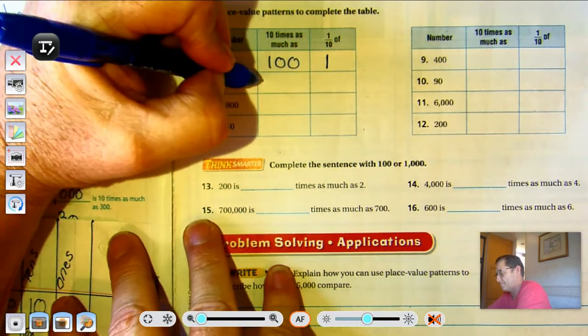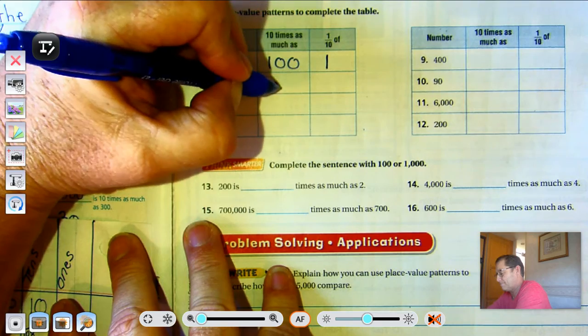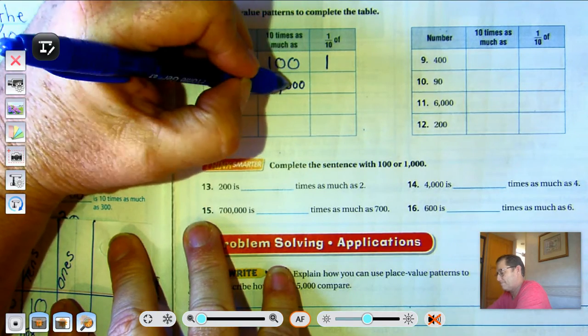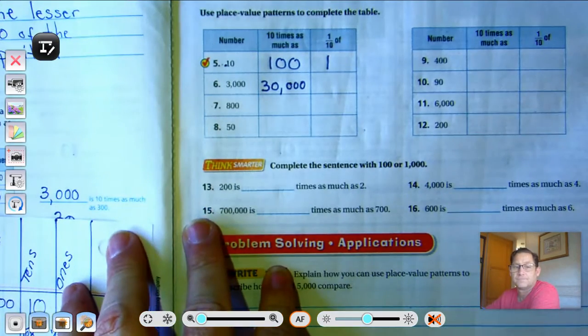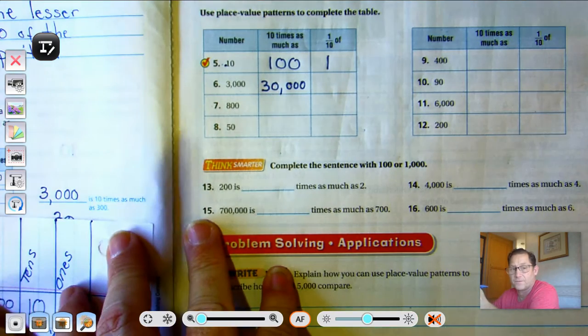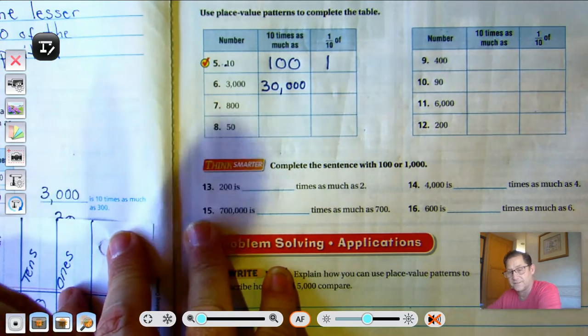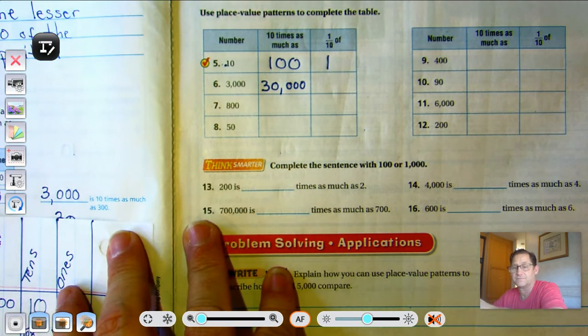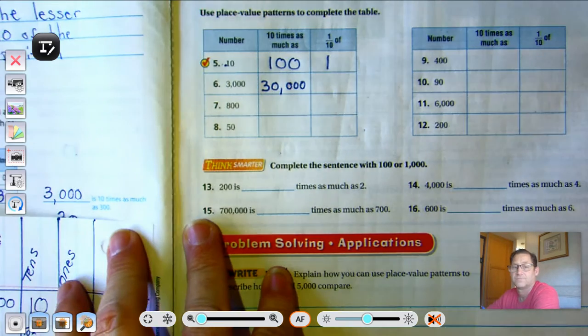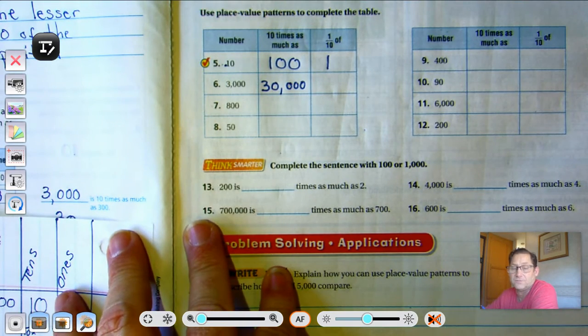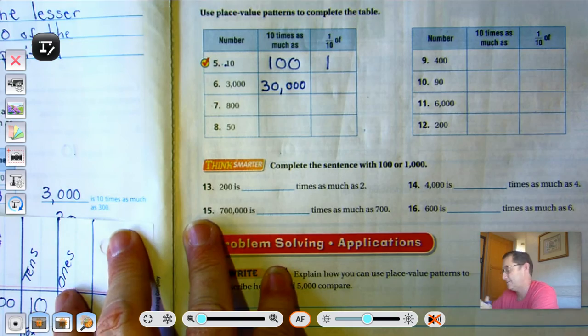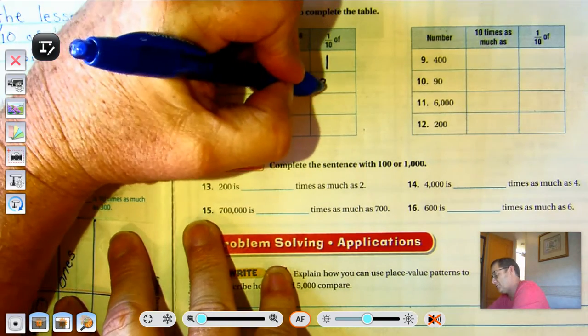3,000. We'd be going from the thousands place to the 10,000s. So we would just have to add a 0. 10 3,000s would be 30,000. 1/10 of 3,000 would be 300.